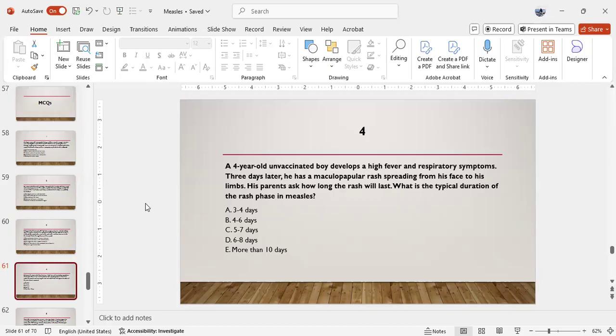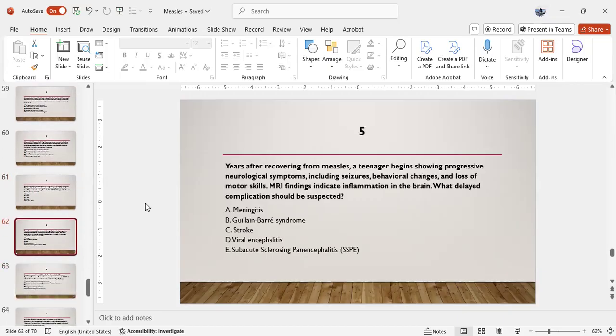The correct answer is alpha. C, years after recovering from measles, a teenager began showing progressive neurological symptoms, including seizures, behavioral changes, and loss of motor skills. MRI findings indicate inflammation in the brain. What delayed complication should be suspected?